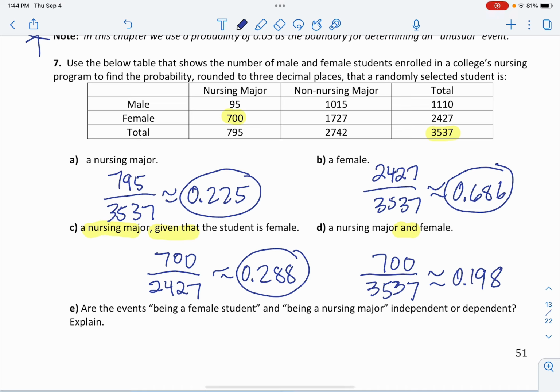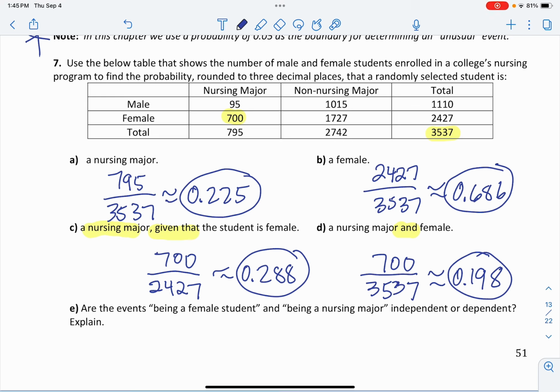And calculate that out, 0.198. Okay. The two that are most commonly mixed up are C and D. They kind of feel like they're the same, nursing major given that the student is female, and nursing major and female. But they are slightly different. You notice I calculated them in different ways. So if you follow the way I did it, you should be good on those.